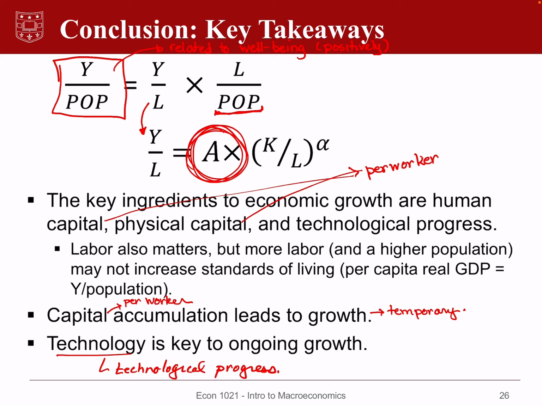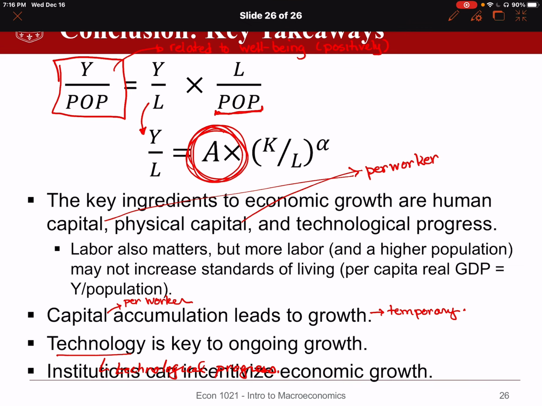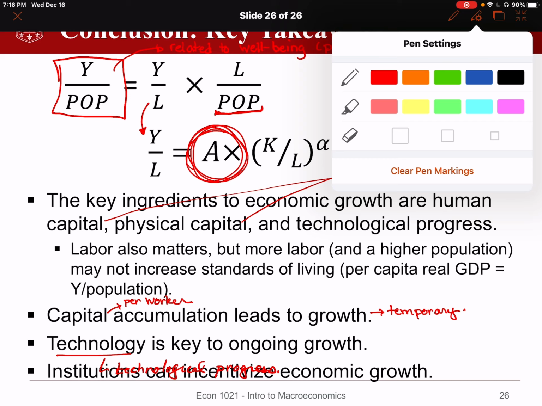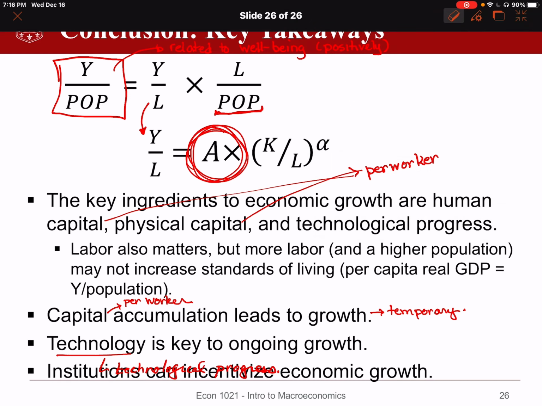which then brings us right back to thinking about the important role of institutions. Institutions are really, really important in terms of fostering economic growth because they are the underpinnings for ensuring that technological progress continues.